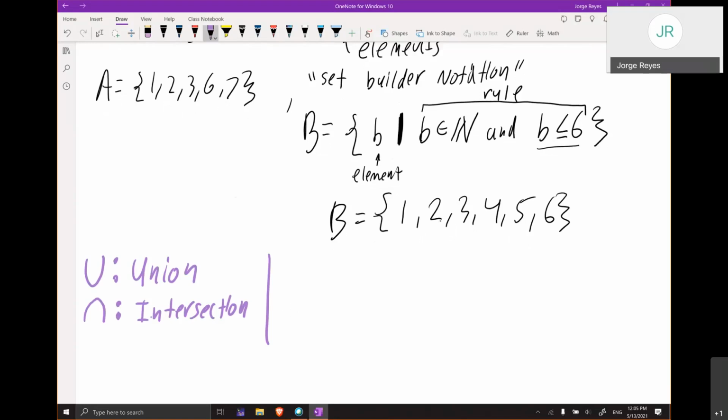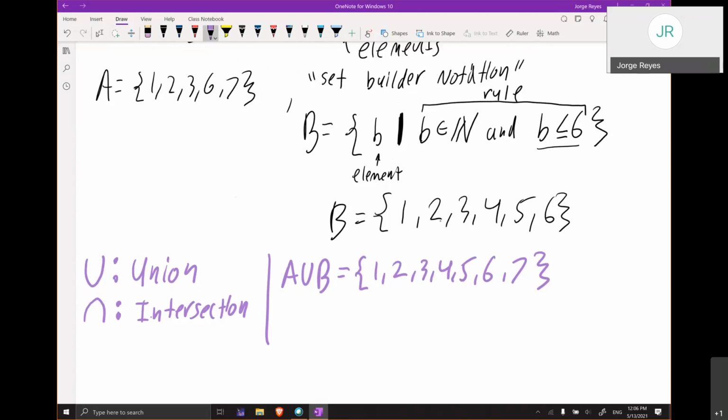I'm just going to quickly explain what these are. If I do A union B, that means I'm combining them, or making a union. So it should have everything that they both have. B has 1 through 6, and A has 1, 2, 3, 6, and 7. So this is A union B.